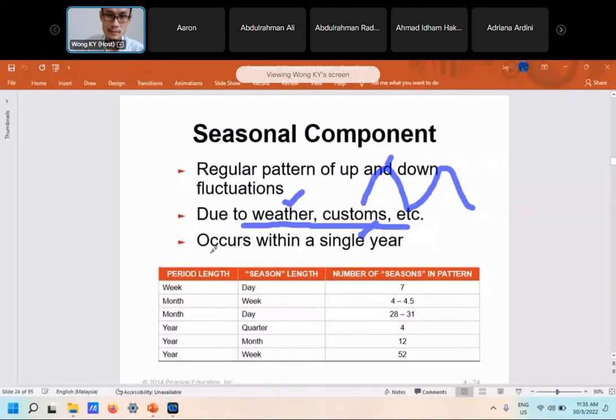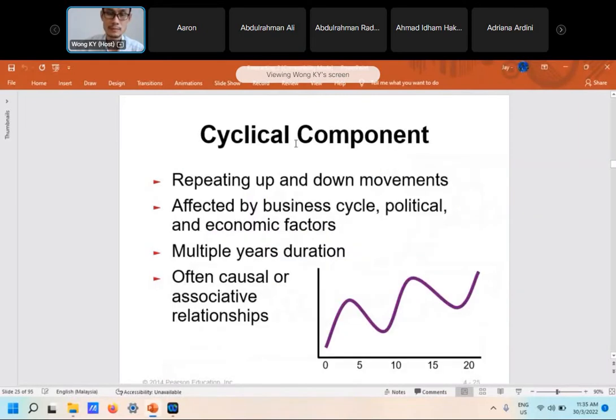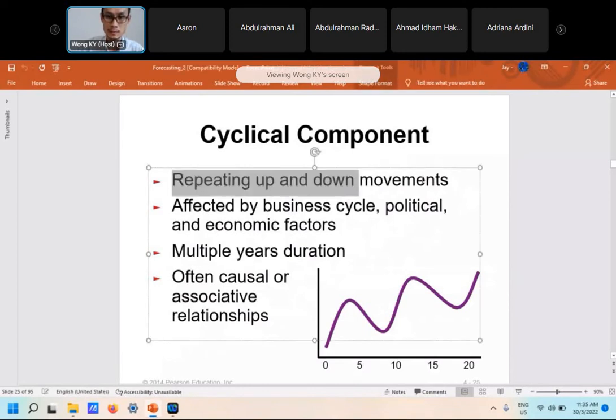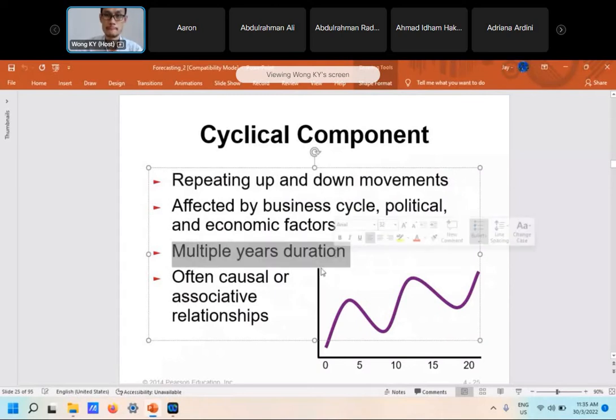Seasonal behavior normally occurs within a single year. So the peak will happen within a single year, not multiple years. So that is the difference with cyclical pattern. Cyclical pattern is also like seasonal. It has repeating up and down movements. It will go up, it will go down, it will go up and go down, but it could be in multiple years duration.